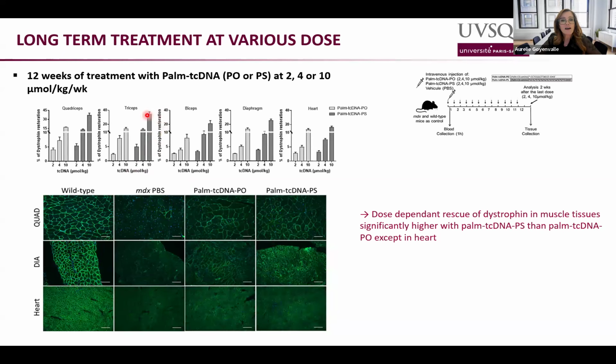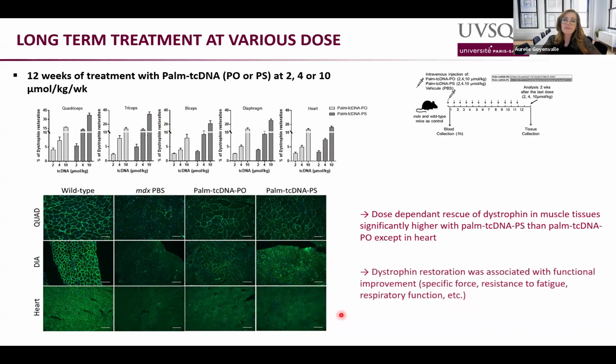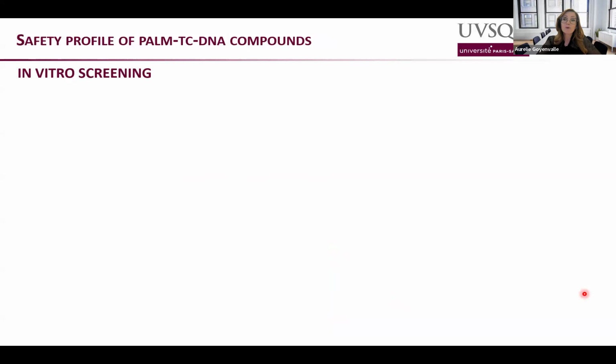It was always higher with the palm PS, except in the heart, where the levels were actually very similar. And you can also see this on the immunostaining here, looking at the dystrophin expression. And of course, dystrophin expression was associated with functional improvements, such as the specific force, resistance to fatigue, respiratory function. But what we wanted to look at was the safety profile of these compounds.